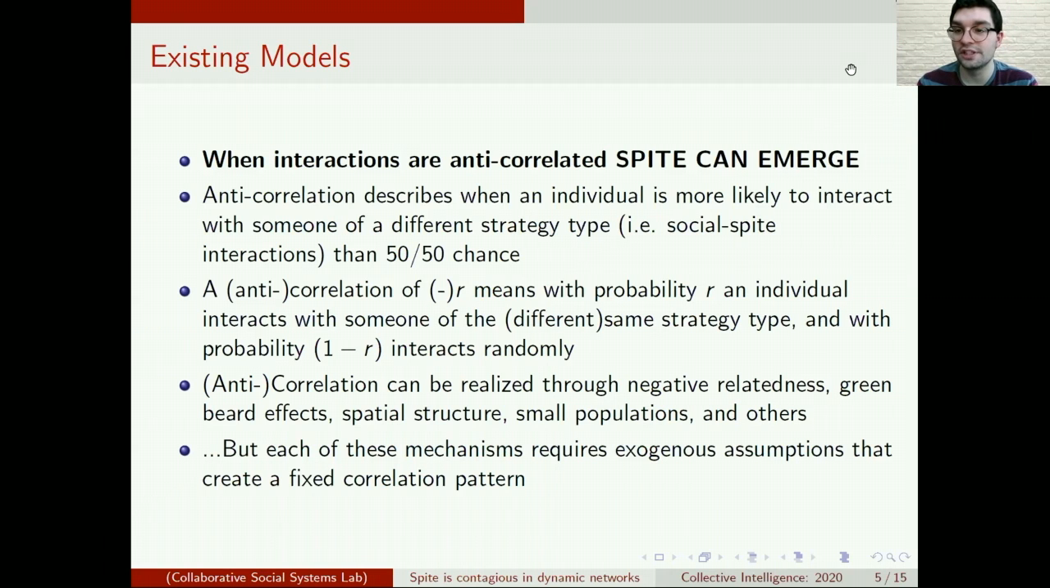Previous work has introduced correlation into their models through a couple different mechanisms. One is negative relatedness, where each individual has some genetic characteristics, and then based on those genetic characteristics, you would be more likely or less likely to interact with other individuals. Greenbeard effects, where there's some external cue that agents can use to determine their likelihood of interacting with different agents. Spatial structure, so just what are the strategy types around you. Small populations, and then others have also been used. But the key with all of these different mechanisms is that they're requiring some sort of exogenous assumption that is fixing the correlation patterns and the likelihood of the different interactions.